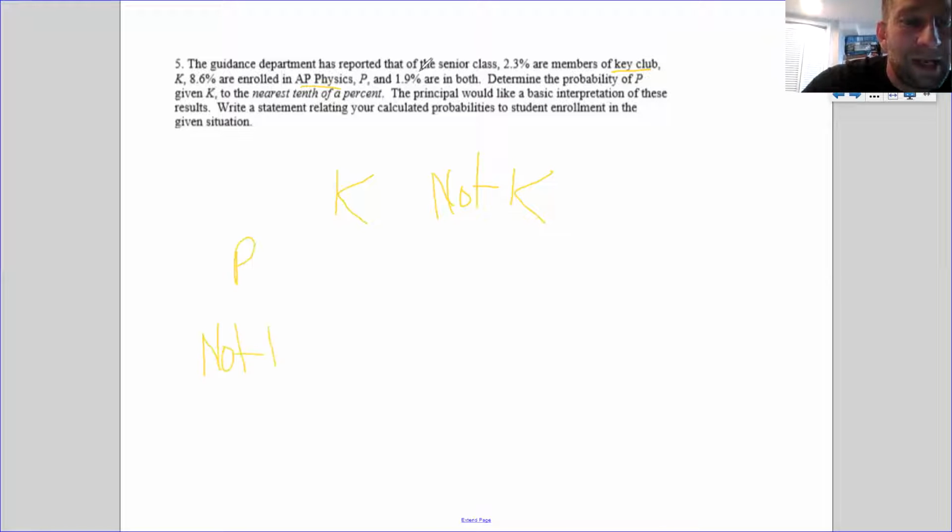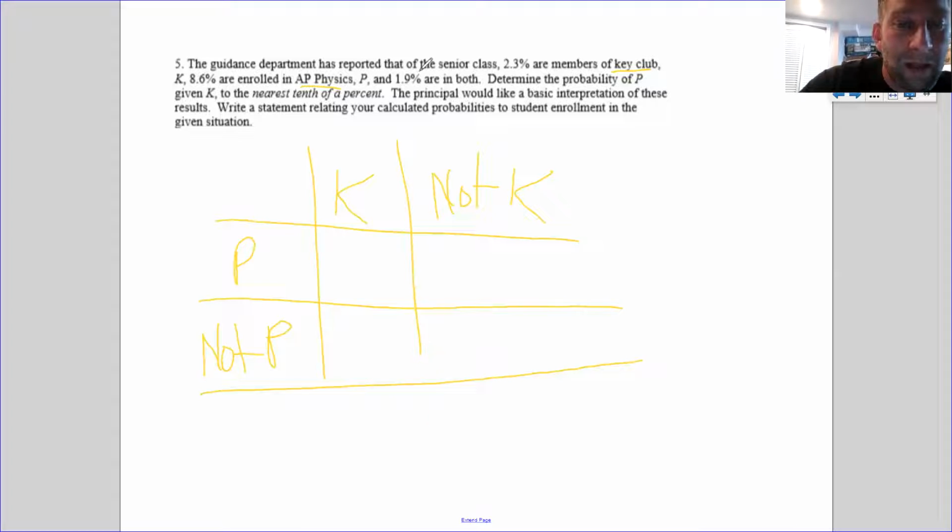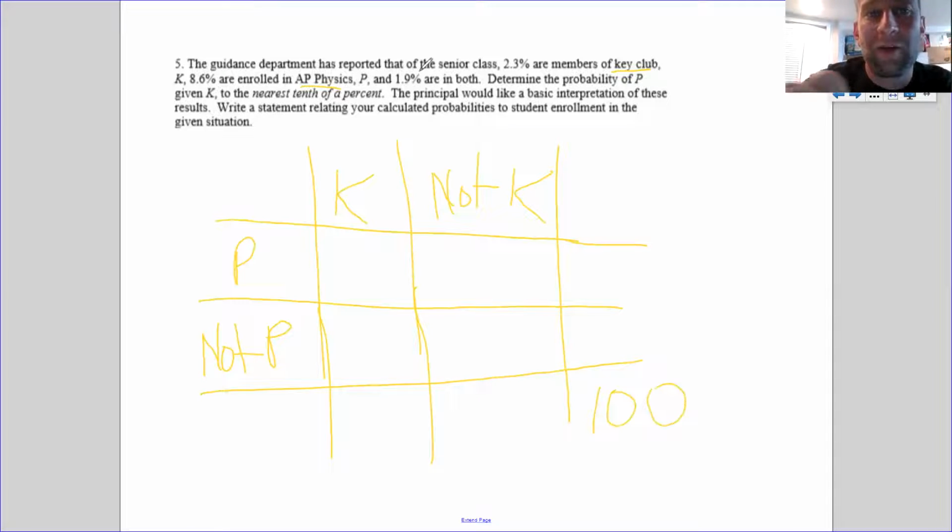Whenever you're making a two-way table, you always want to make one axis yes and no for one thing, the other yes and no for the other thing. Now, because these are percents, my total is going to be 100. Whenever you have percents with probability, the total is 100. So 2.3% are members of Key Club. It doesn't say anything about AP Physics in that 2.3%. It just says that 2.3% are members of Key Club. Therefore, the total for Key Club is 2.3.